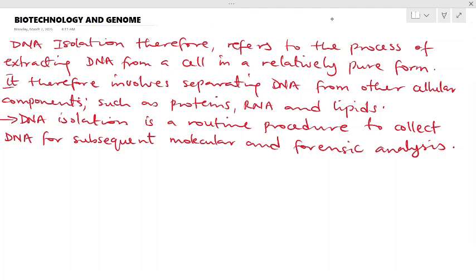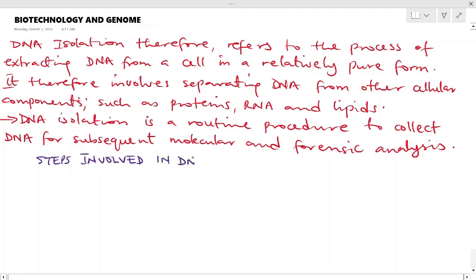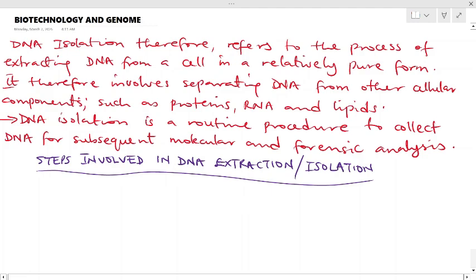All right, let me put that as a subtopic: steps involved in DNA extraction, or isolation. So this could stand here as a sub-heading.